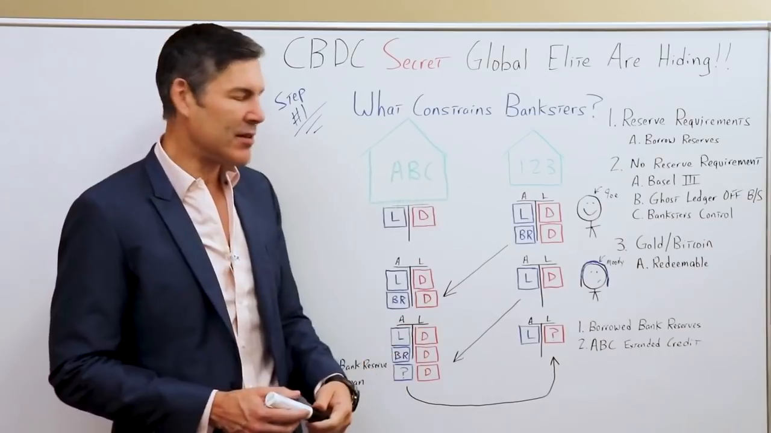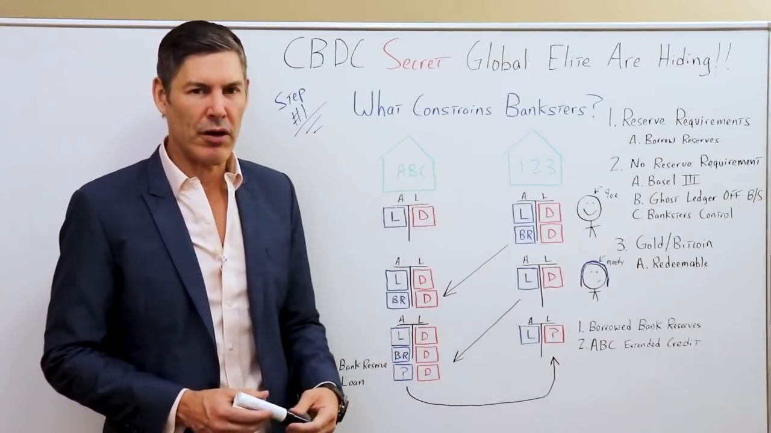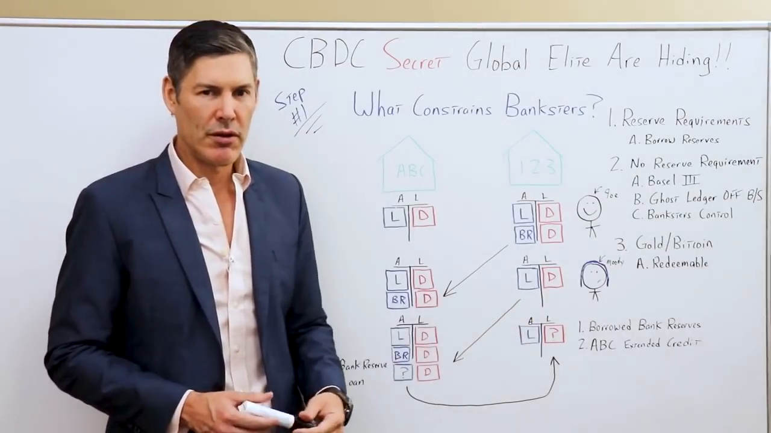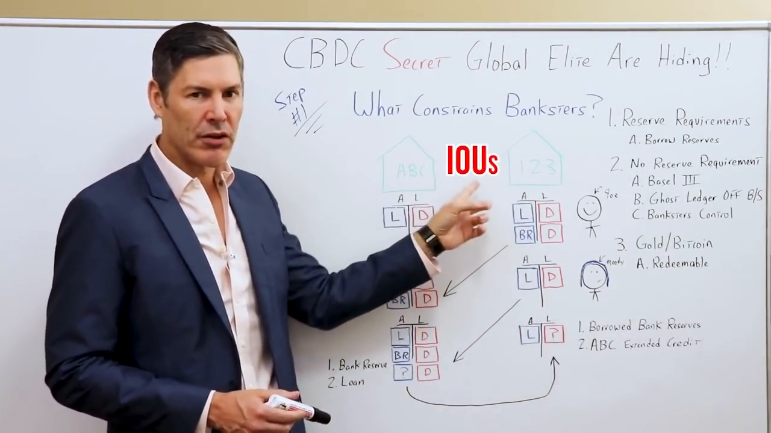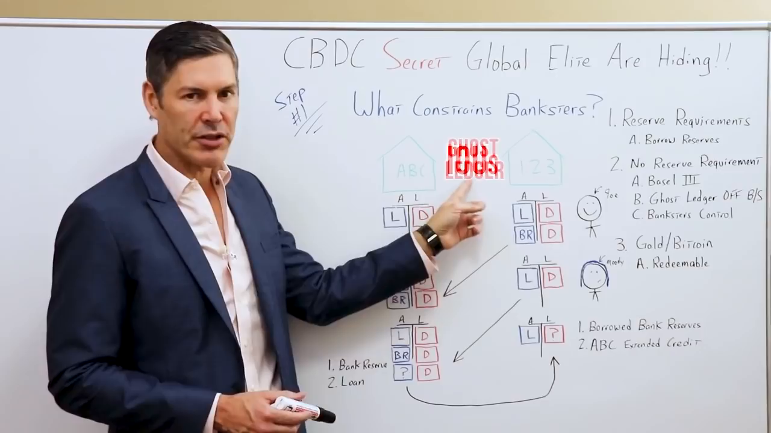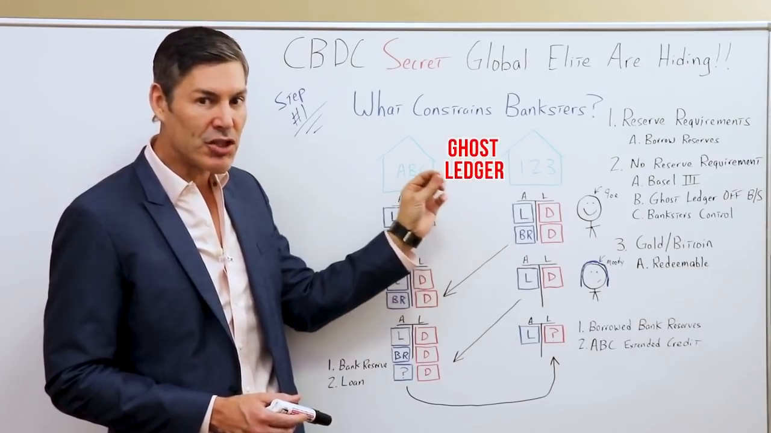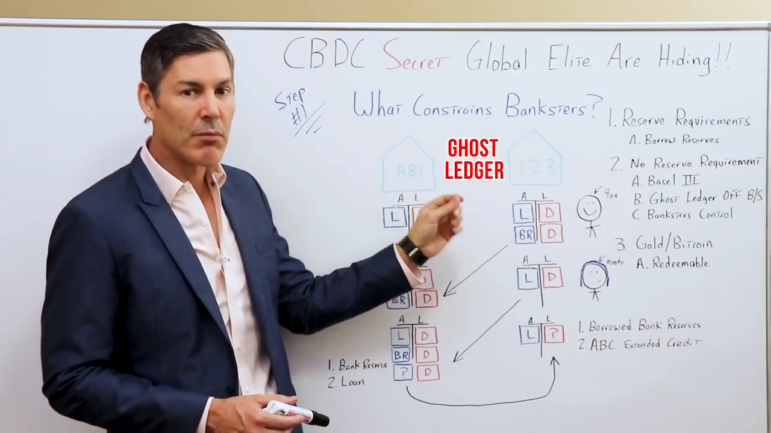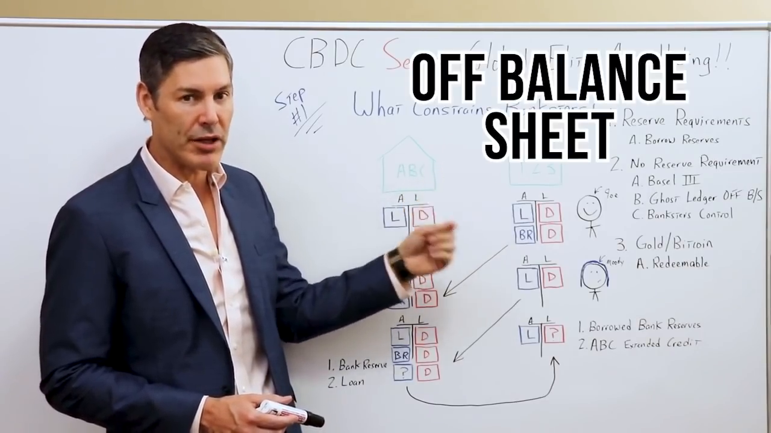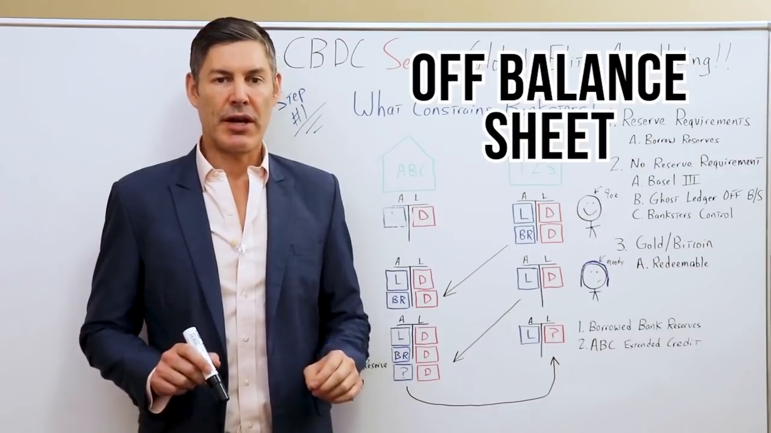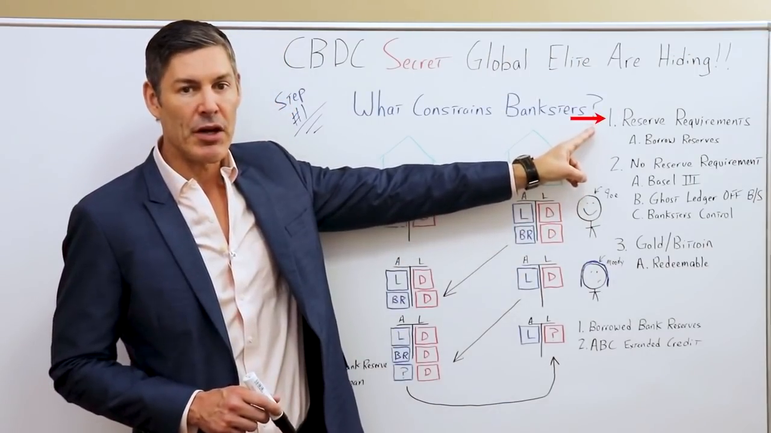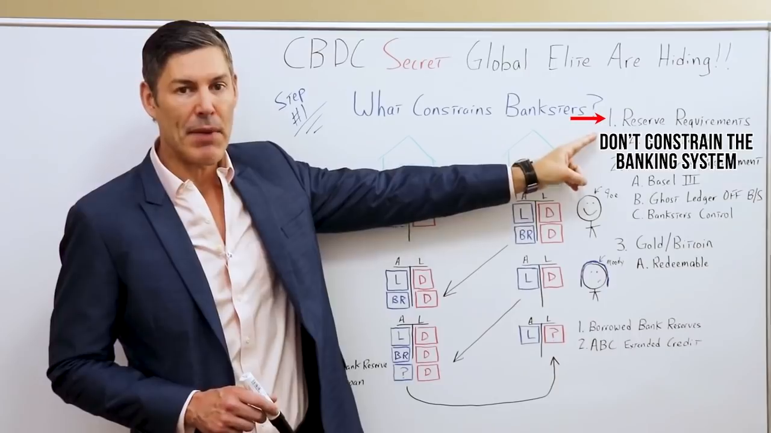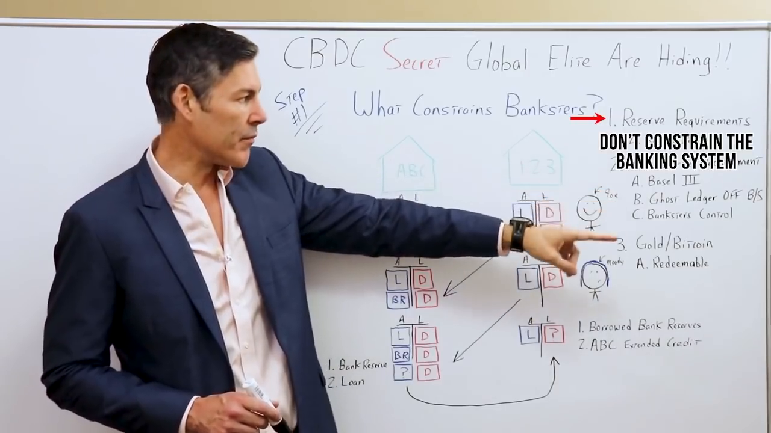And then ABC says, okay, well, I know you're good for it. And plus, I owe you bank reserves as well. So we'll just transfer these IOUs back and forth to one another on the ghost ledger because that's in the shadows. Why? Most likely off balance sheet. So the main takeaways are reserve requirements, even if we had them, don't constrain the banking system at all.